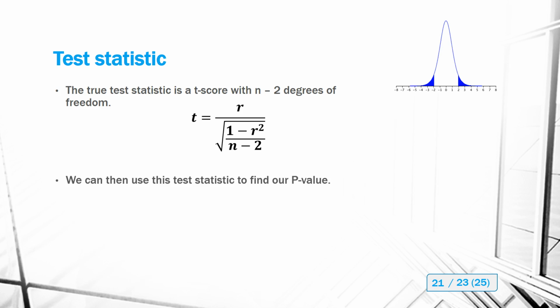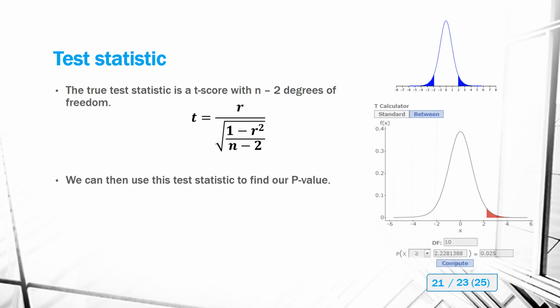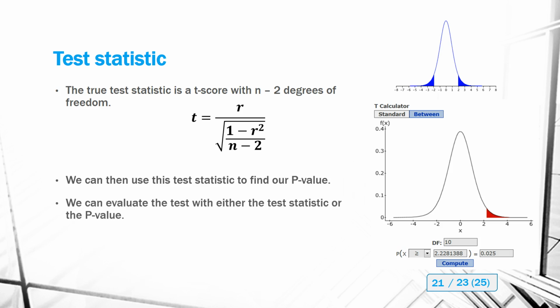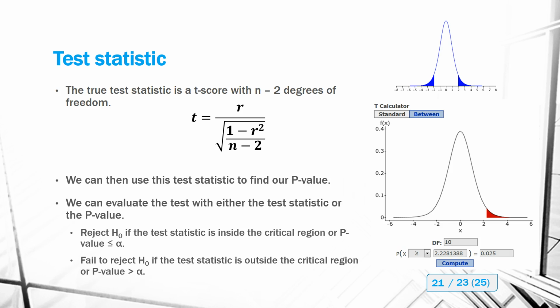We then use this test statistic to find our p-value, which we can do by going to our t-distribution. So we plug in whatever our test statistic is, and out comes a certain area, and boom, there's our p-value. And then we can either use the test statistic or the p-value to evaluate the test, reject H0 if we're inside the critical region, fail to reject H0 if we are outside the critical region.